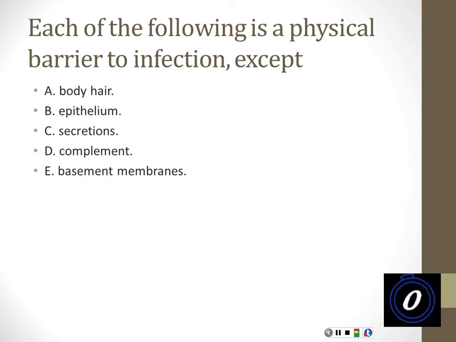All right, so a physical barrier is something that stands in between a potential pathogen and the tissues of the body. Okay, so that's going to be body hair. That's one of the reasons that we have hair. We humans have lost most of our hair, but mammals have hair because it's like a second skin. It prevents damage to the skin and therefore infection. Epithelium is always part of physical barriers, as are secretions.